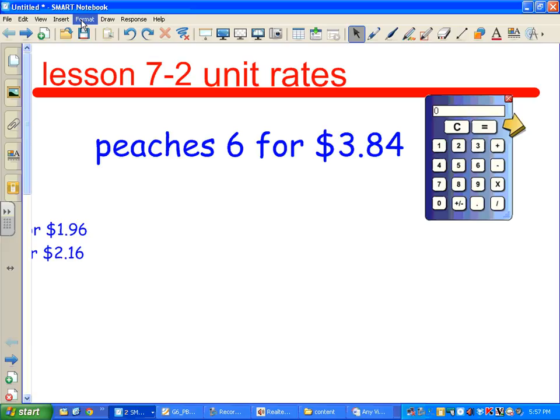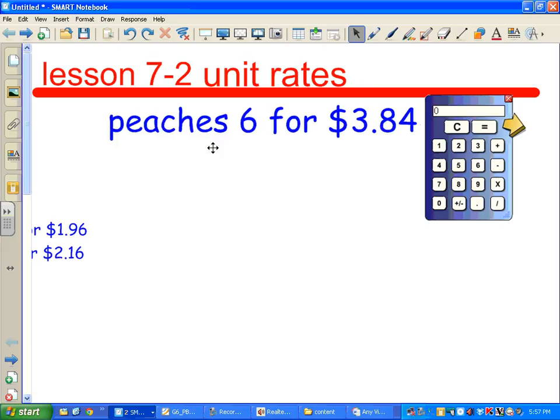Our first one is peaches. Delicious peaches. Millions of peaches. Peaches for me. All right. Now, peaches are $6. Oh, I'm sorry. There's 6 peaches for $3.84. You know what? I want to know how much one peach costs. What's it cost per peach?